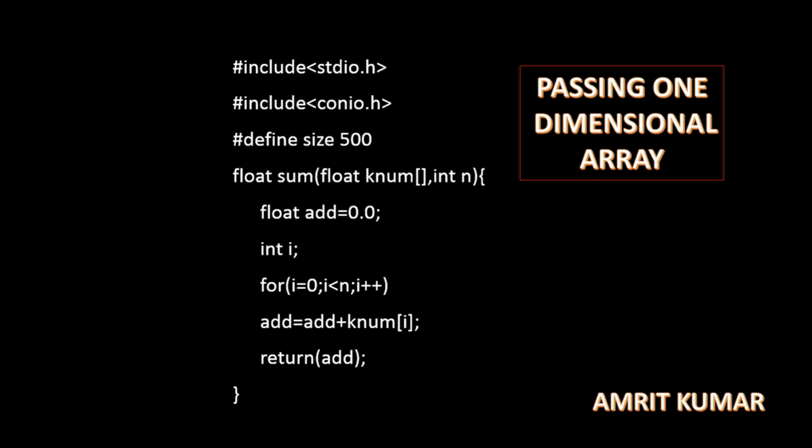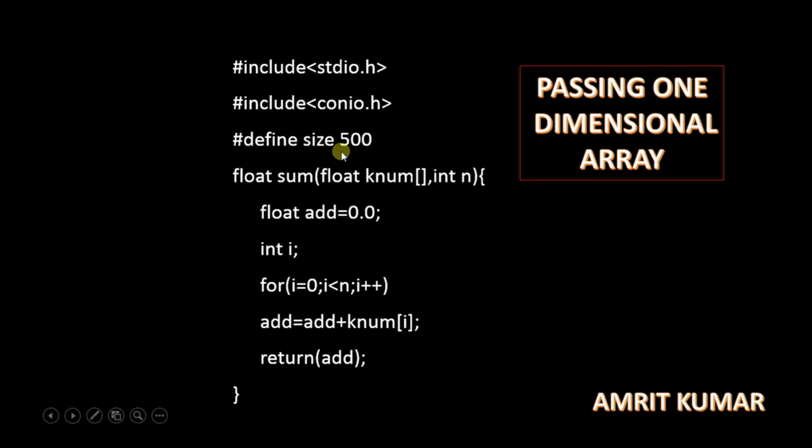I have a program in which I will show how we can pass a one-dimensional array using a function, and this is a very important program for all of you. Here you will see that I have declared #include <stdio.h> and #include <conio.h>. stdio stands for standard input output header file and conio stands for console input output header file. So these two are the header files you are seeing here.